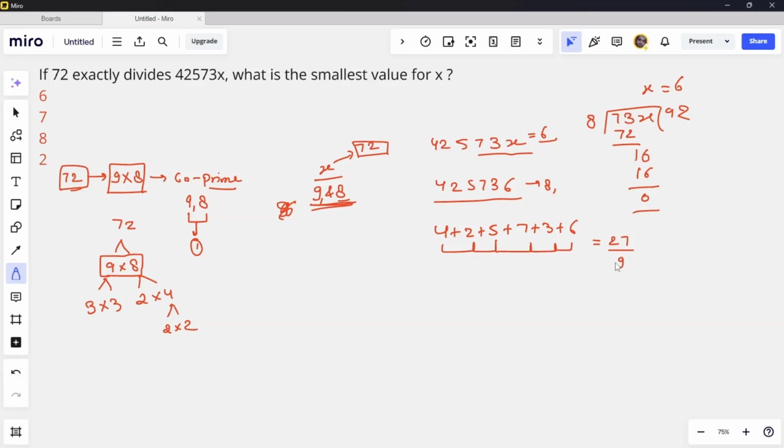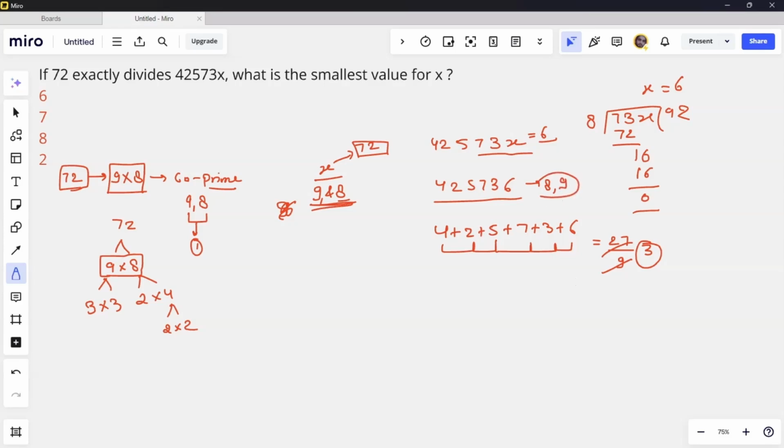So the divisibility rule of 9 is very simple. If the sum of the digits of the number is divisible by 9, it means that particular number will also be divisible by 9. So 9 threes are 27, it means this number is completely divisible by 8 and also by 9.